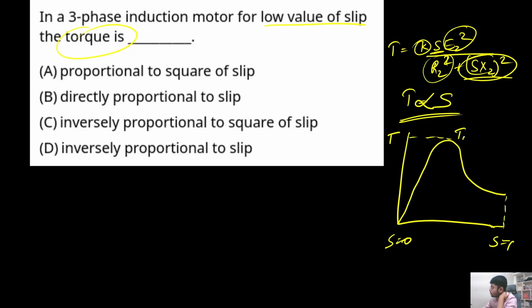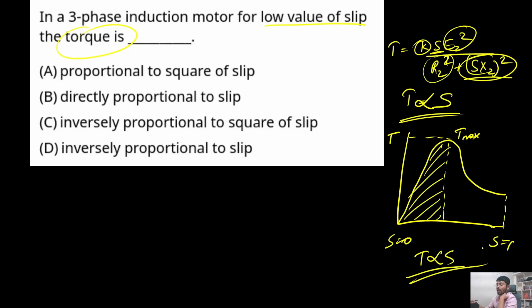This is the maximum torque or pull out torque. So in this region, for the low values of slip, torque is proportional to slip S. So the correct option is directly proportional to the slip. So option B is the correct answer. So let's go to the next question.